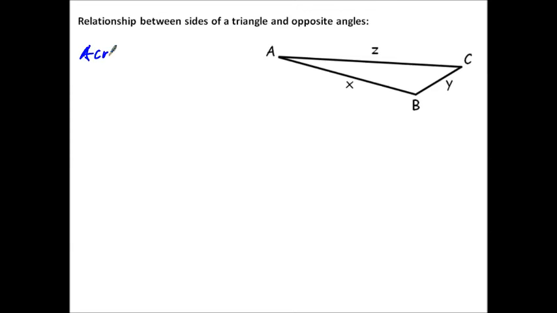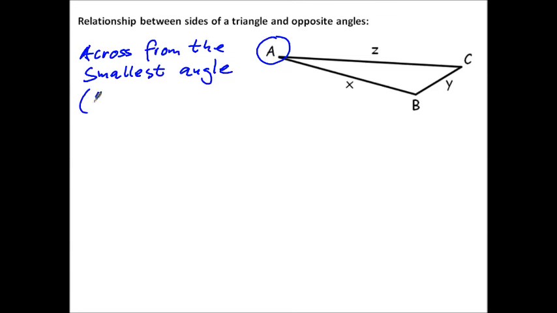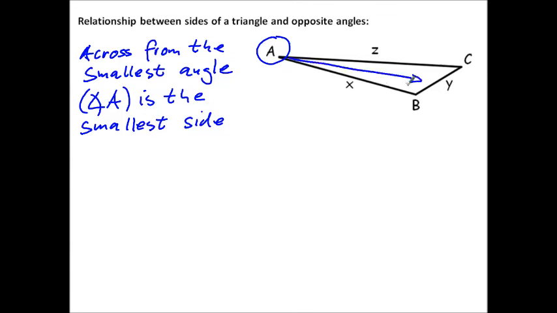So then let's go back and take note of this. Across from the smallest angle, and in our example here, that's angle A, is the smallest side. Across from the smallest angle is the smallest side, and this side has the name Y, or you could also call it by the segment, which is the segment CB.